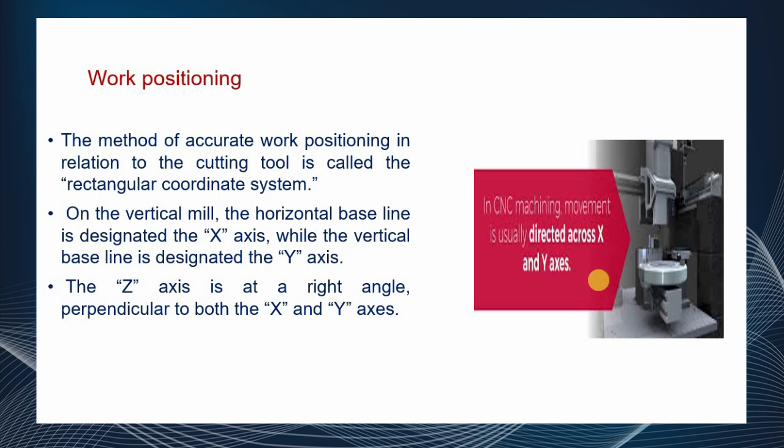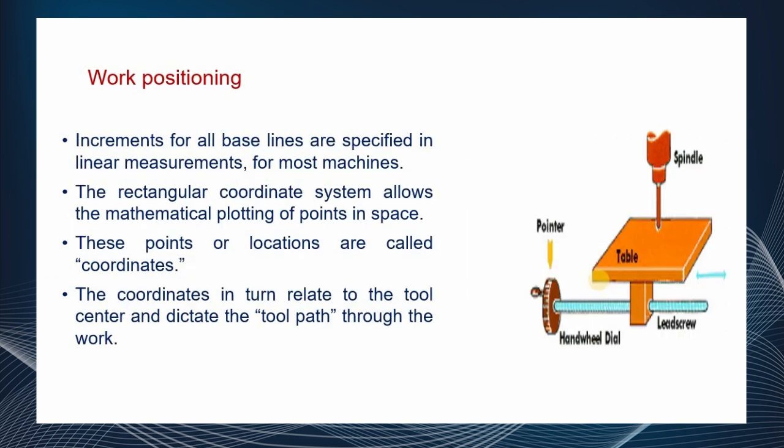The method of accurate work positioning in relation to the cutting tool is called the rectangular coordinate system. In the vertical mill, the horizontal baseline is designated the x-axis, while the vertical baseline is designated the y-axis. The z-axis is at a right angle, perpendicular to both the x and y-axis. Work positioning: the increments of all baselines are specified in linear measurement for most machines.